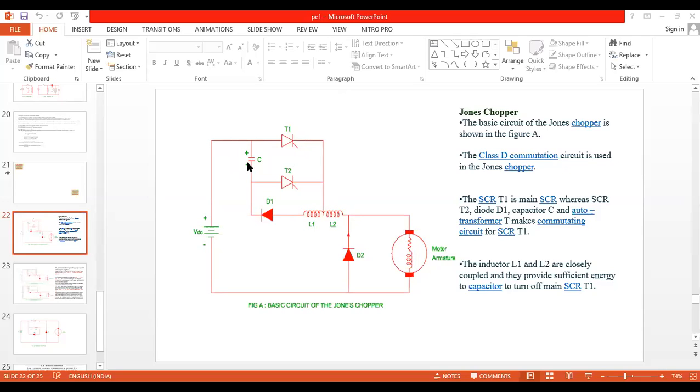Now, why are we placing this center tap transformer, SCR T2, diode and capacitor? Only to turn off the main SCR. Every student might be understanding now. The basic step up, step down and step up down chopper circuits are not showing the commutating elements, but Jones chopper is the modification of these circuits which contains the commutating components.